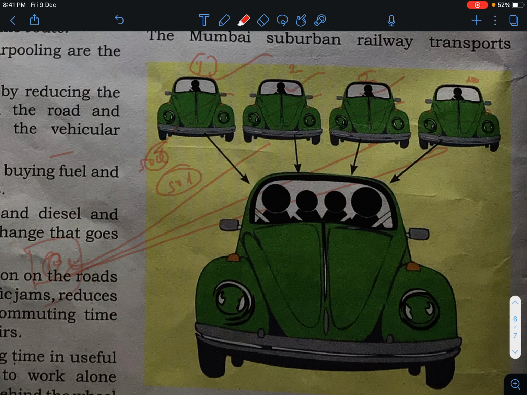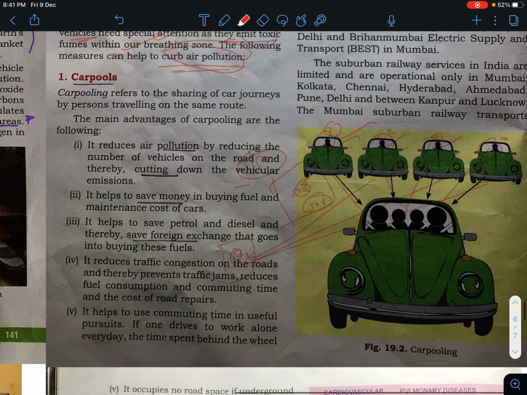Then what is going to happen? Suppose carpooling is done, meaning this person attended and joined this car, and this person also joined this car, and this person also joined this car. Then what is going to happen here? We are actually reducing 150 liters of consumption. So, if the consumption is less, then carbon vehicular emission is going to be less, and we are minimizing the pollution.